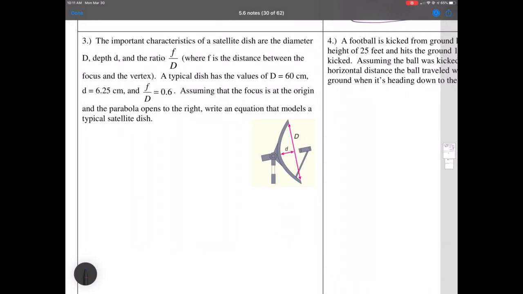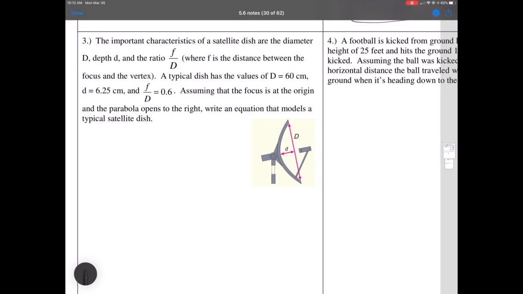Number 3, the important characteristics of a satellite dish are the diameter D, the depth little d, and the ratio f over D, where f is the distance between the focus and the vertex. A typical dish has the values of capital D equals 60 centimeters, lowercase d equals 6.25, and f over D equals 0.6. Assuming that the focus is at the origin and the parabola opens to the right, write an equation that models a typical satellite dish.